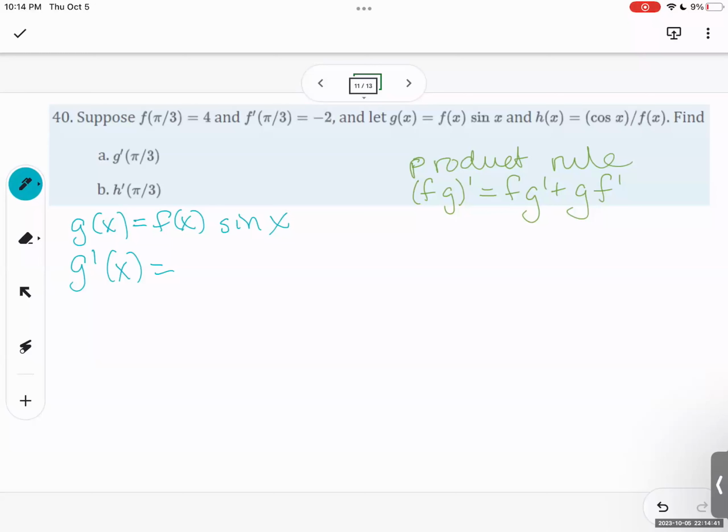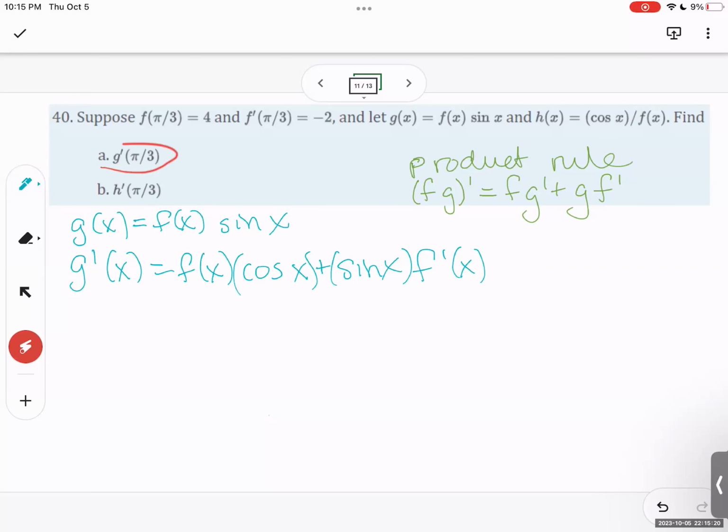So I want to find g prime. I have my first, f of x, times the derivative of the second. The derivative of sine x is cosine x, plus the second, sine x, times the derivative of the first. The derivative of f of x in this case is just f prime of x. I want to know what g prime is at the value pi over 3.